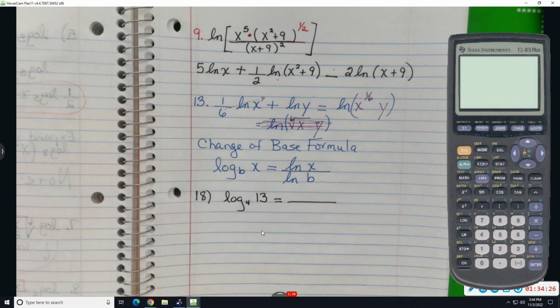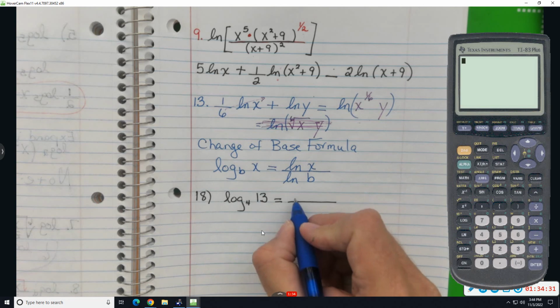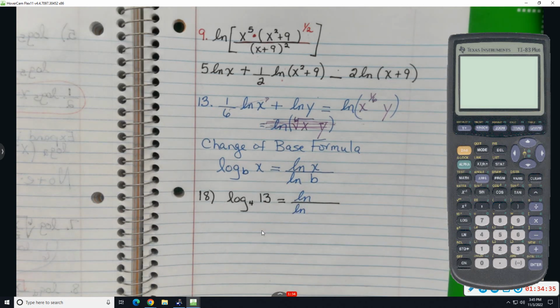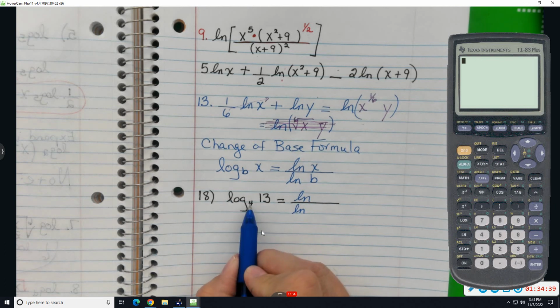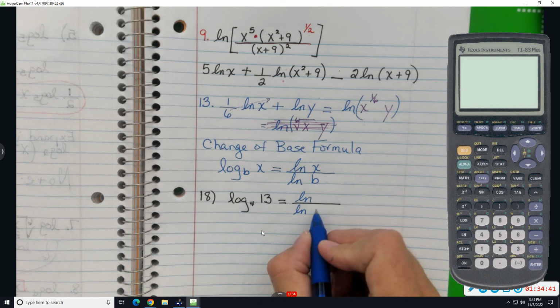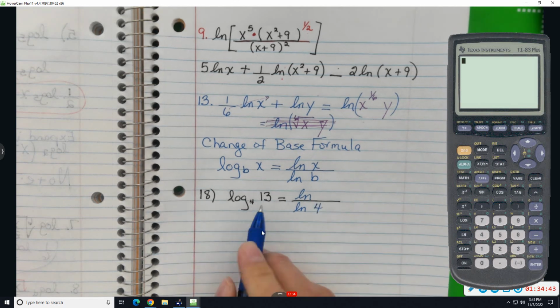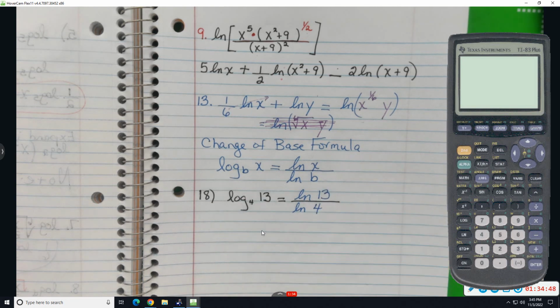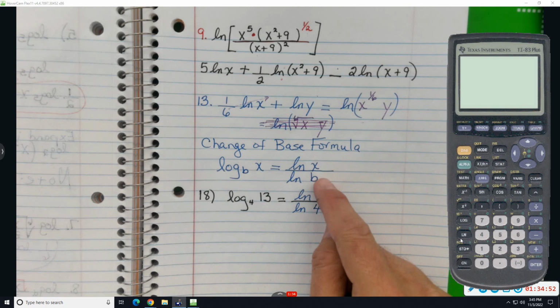Okay. There's log base 4 of 13. You write it as ln 4 over ln. Wait, which one goes on top? And 4 goes on the bottom. The number that's written lower is the one that goes on the bottom. So it's this that you're going to have to type into your calculator. That's what the change of base formula says.